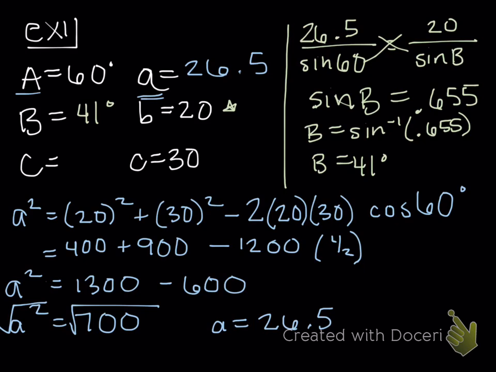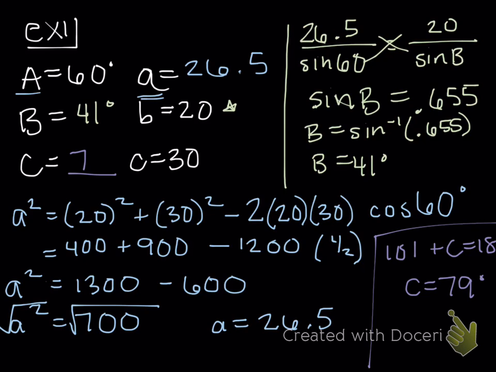And the third step that I wrote on there was to now use your properties of triangles to find the remaining angle. I know it's 180 degrees, so I could say 60 plus 41 is 101 degrees. And when I subtract that from 180, I get C equals 79 degrees. So at that point, we've now finished the triangle, and we found everything that's missing about it.